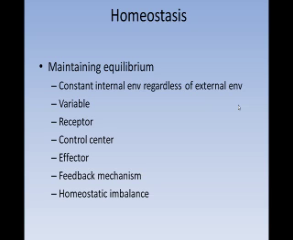Homeostasis. Homeostasis is equilibrium. That's a constant internal environment regardless of what's happening on the outside. Everything in your body has to be kept within a homeostatic range. Some have big ranges, some have little ranges, but that's it, that you're only normal in that range. Now, you have to have a variable, a receptor, a control center, and an effector. Then we're going to talk about feedback mechanisms and homeostatic imbalances.